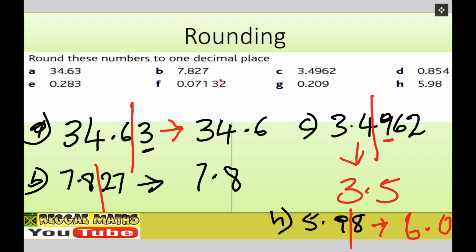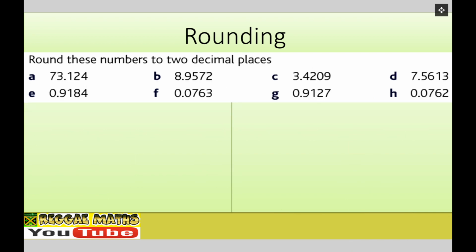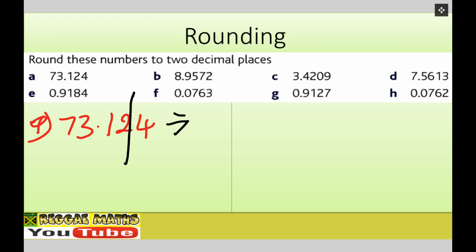So I've done enough there for you to have a go. Next, round to 2 decimal places. So in my answer, I need 2 decimal places. I'm going to do the first 4. So the first, A, 73.124. So we leave the first alone, and go to the second and third. So for 2 decimal places, looking at the third decimal place, it is below 5. So the answer is 73.12.